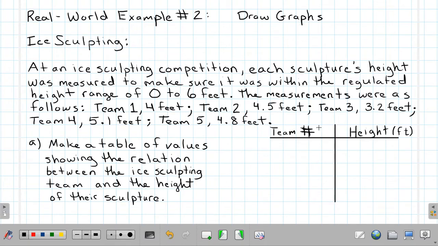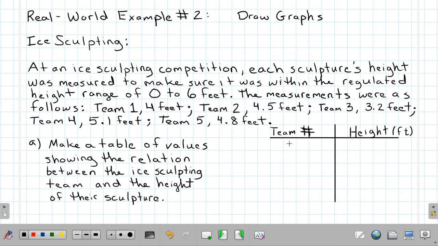Now, once again, flip that around if you're unsure. Does the team number depend on the height of the sculpture? Well, in this case, you wouldn't even know the team numbers unless they were in the competition. So the height of their sculpture isn't affected by what team number they are. But the height of the sculpture does depend on which team number sculpted it. So what we have here is a table where the team number is the independent variable and the height is the dependent variable.